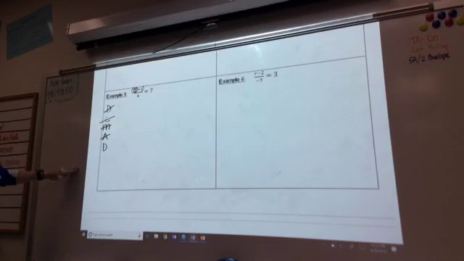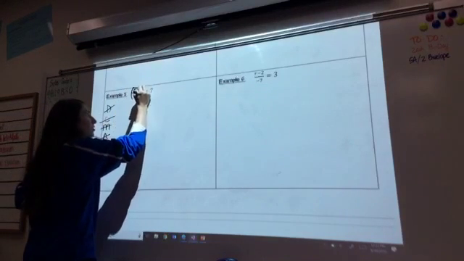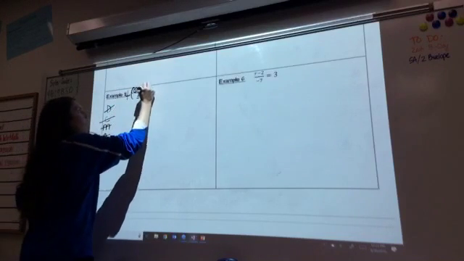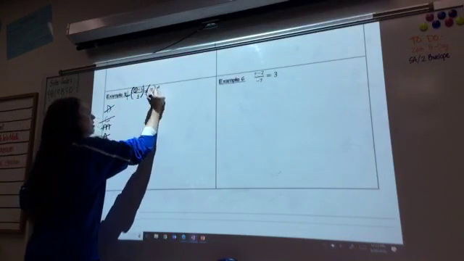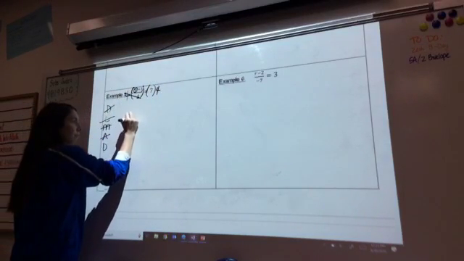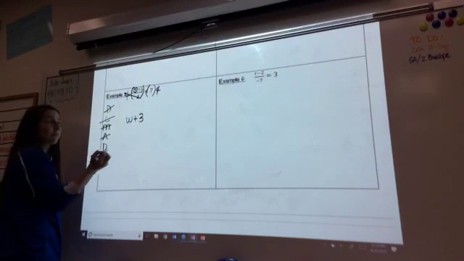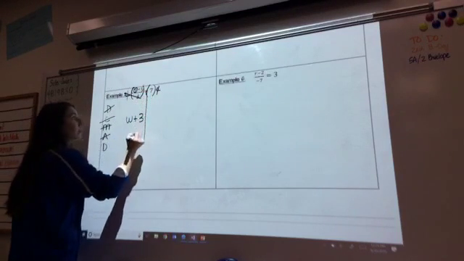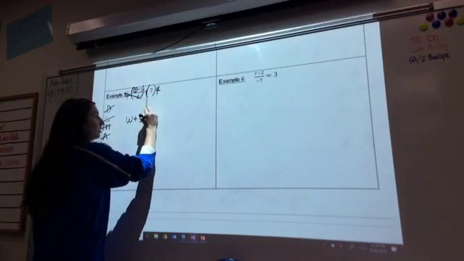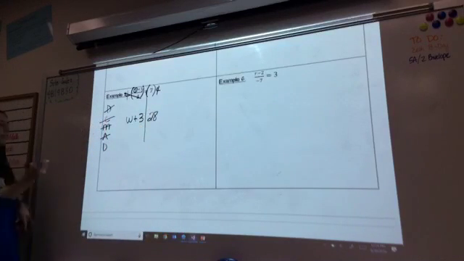Is division already happening? Yes. So how do I get rid of division? Multiply the whole side by what's in the denominator? 4. Whatever I do to one side, I have to do to the other. So now, my 4's cancel out. What am I left with on top? W plus 3, right? Would y'all agree? Yes. My 4's canceled out. What's 7 times 4? 28, right? Okay. Am I done?